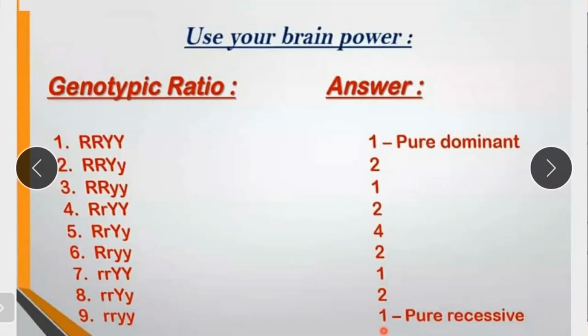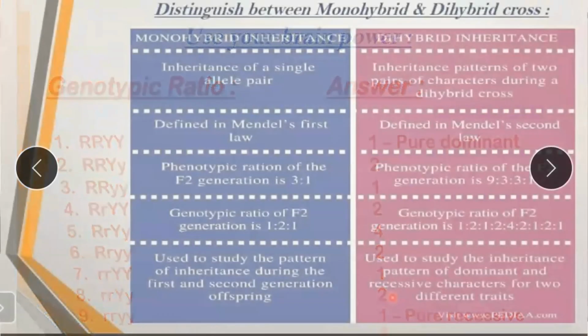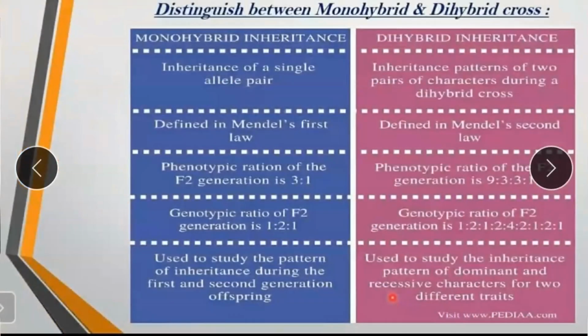You can understand from here. Round and yellow, 2 are there. Then round and green, 1 is there. Then wrinkled and yellow, how many are there? 2 are there. Then round and yellow, you can search here. So from this gamete formation only, you can identify their genotype. Up till here you understood? So on this basis, what can we do? We can distinguish between the monohybrid and the dihybrid cross.